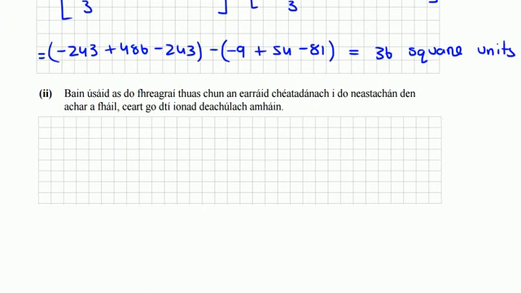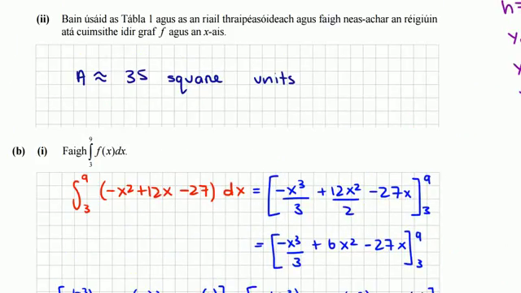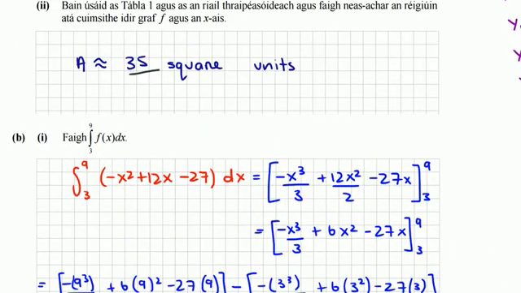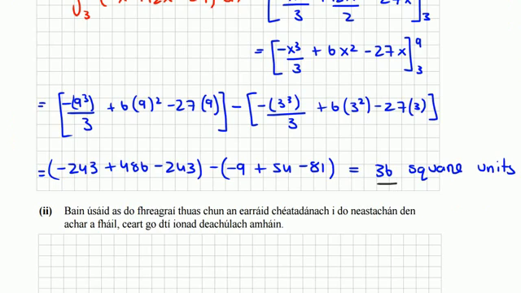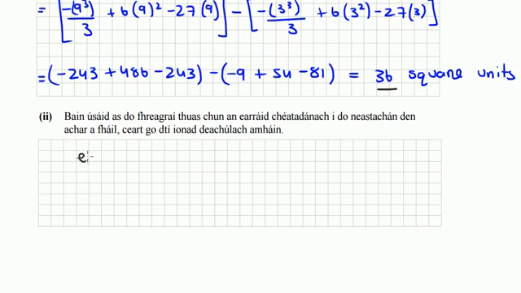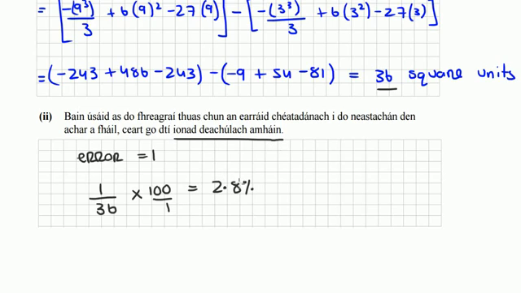So for the last part of this question, it says to use your answers above to find the percentage error in your approximation of the area, correct to one decimal place. So we estimated that the area was 35. We found that the actual area was 36. That means we just have an error of 1. So to find our percentage error, it's our error over the actual value multiplied by 100 over 1. That gives us 2.8%. Again, they've asked for one decimal place, so make sure that we round to one decimal place.